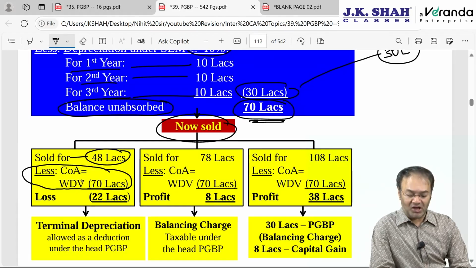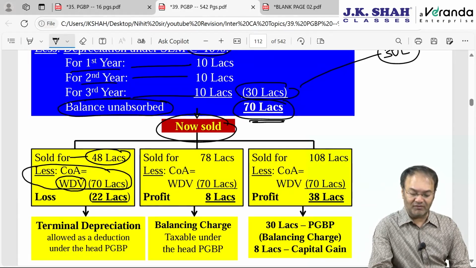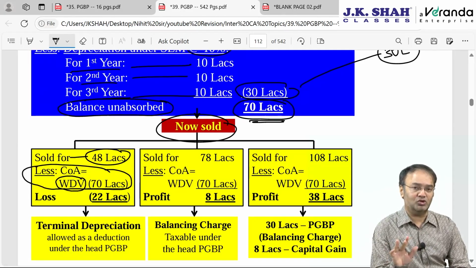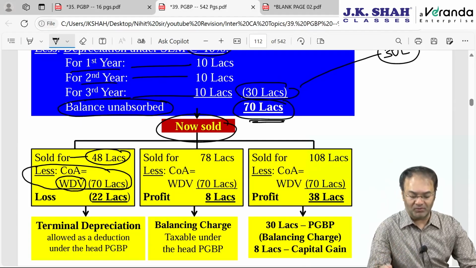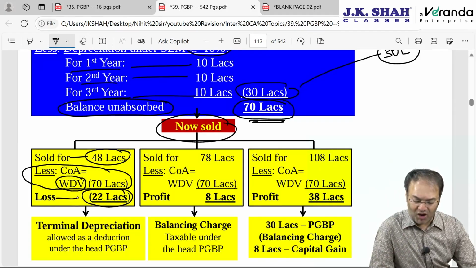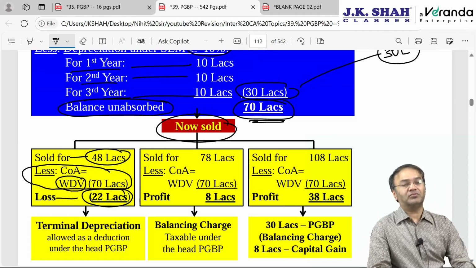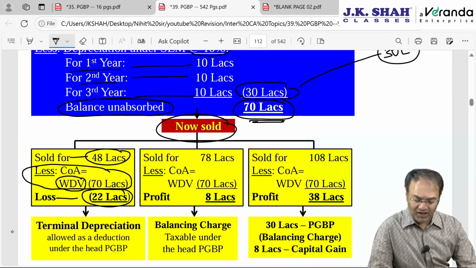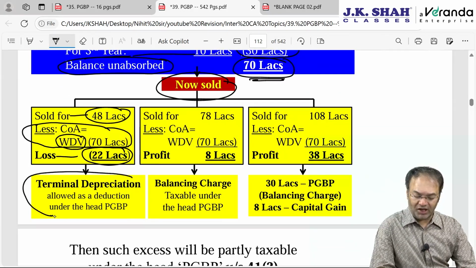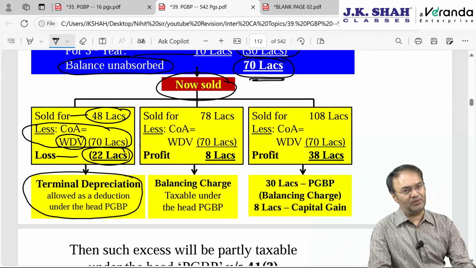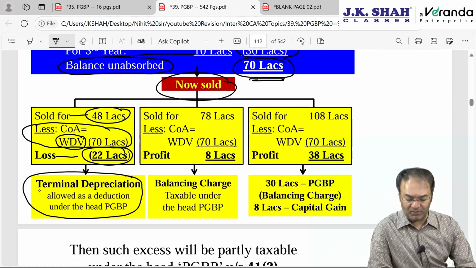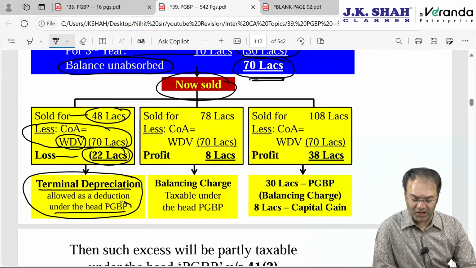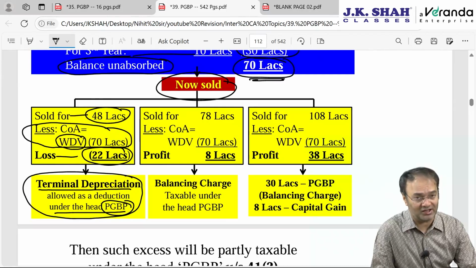Due to space constraints, I have used the word WDV for this 70 lakh. WDV is wrong terminology. You should use the words balance unabsorbed. So 22 lakh is a loss. Out of the 22 lakh, what will happen? The entire 22 lakh loss will be allowed under the head PGBP, instantly in the same year in which the asset is sold, and will be called terminal depreciation, entirely under the head PGBP. Nothing will go under the head capital gain.